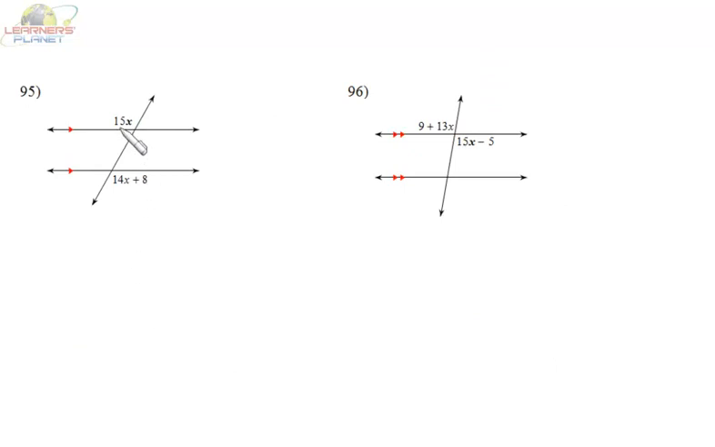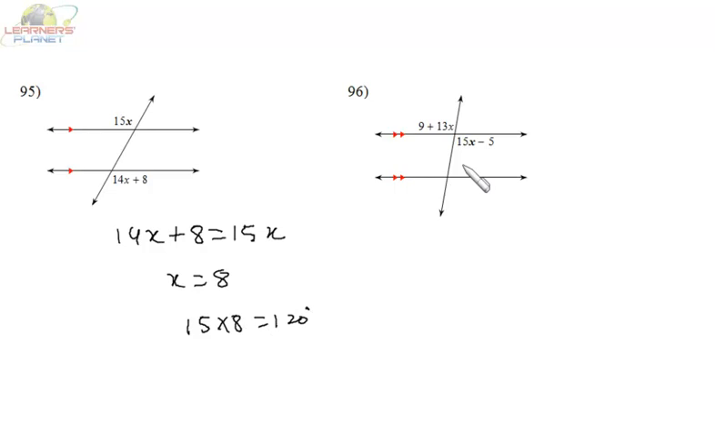Here we see this and this, both of them are alternate exterior angles. So values of them will be same. So 14x plus 8 is 15x and x is equal to 8. Okay, and we have to find out the value of this angle. So it is 15 into 8, or we can say 120. Clear?